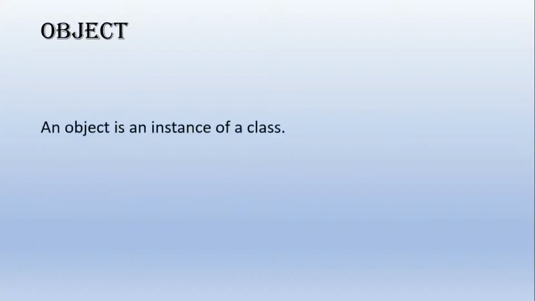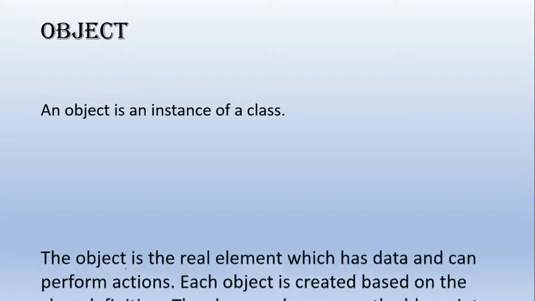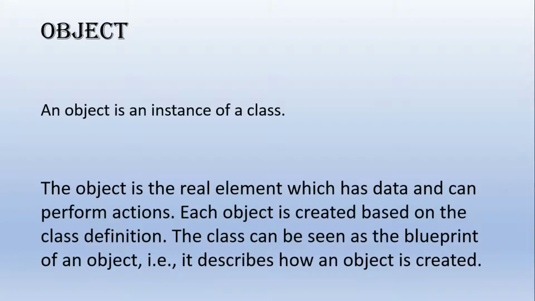Object. An object is an instance of a class. The object is the real element which has data and can perform actions. Each object is created based on the class definition. The class can be seen as the blueprint of an object, i.e., it describes how an object is created.